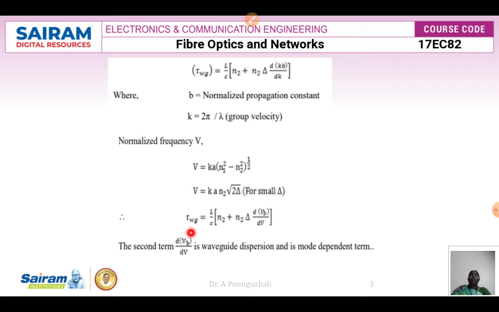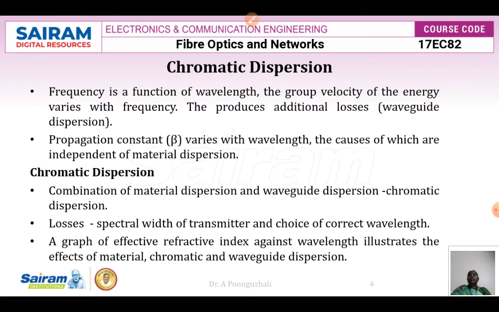So we can write tau Wg equal to L by C into N2 plus N2 del into d(Vb)/dV, expressing it in terms of the normalized frequency V instead of k. So d(Vb)/dV is the waveguide dispersion term, and it is mode dependent. Depending on what mode we are going to propagate, it is a mode dependent term. Next we are going to see the chromatic dispersion.